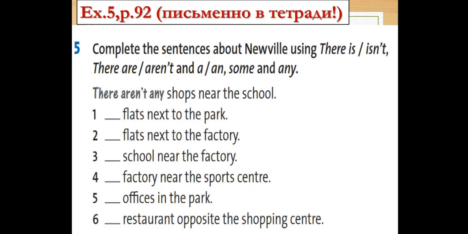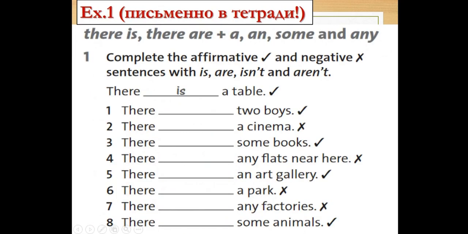For example, например, there aren't any shops near the school. Для того, чтобы выполнить это упражнение, вам необходимо посмотреть на картинку на странице 93. Записываем свои ответы в краткой форме в тетрадь. Let's do this exercise. Exercise number 1. Выполняем это задание письменно в тетради. Это задание не по учебнику. Смотрите инструкцию к уроку и выполняйте это задание по ней.